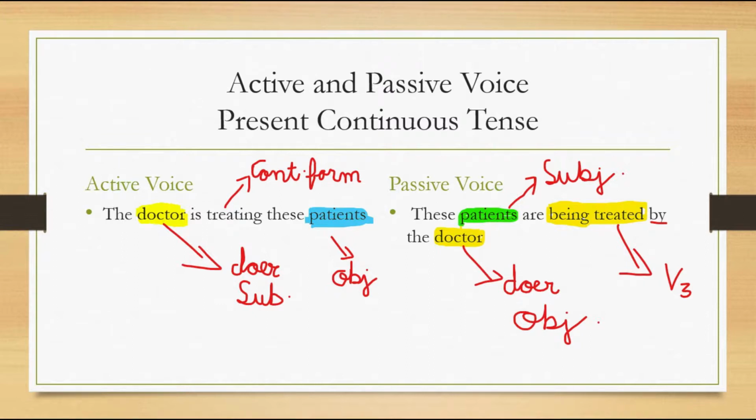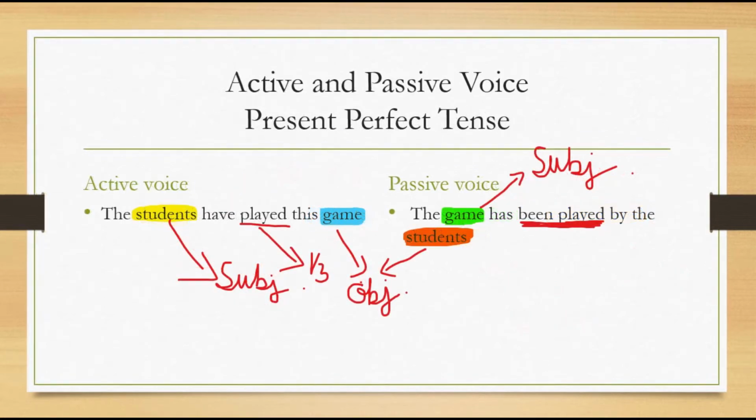Let's move on to the next one, that is the present perfect tense in active to passive. The students have played this game. Students are doing the action, so students are the subject and doer. And doing what? What are they doing? Played. And played what? Game. So game is the object. The verb is in the past participle, but this game has played becomes wrong in the passive voice. I want to tell you that the game has been played is the correct sentence. So here we put been in present perfect passive.